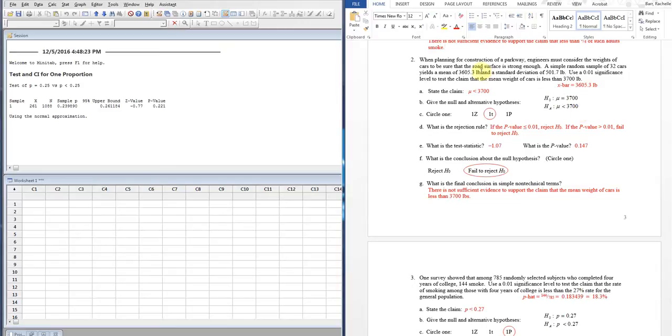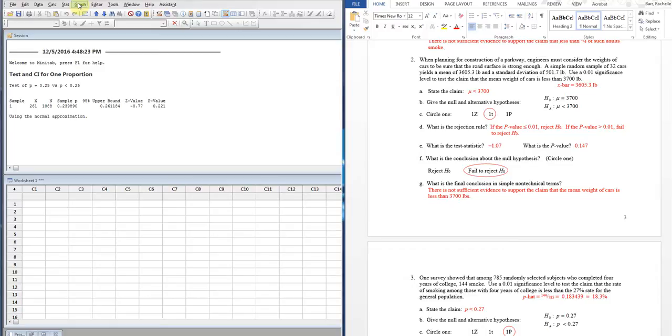The big thing here is that I have a sample standard deviation, so I will not be able to use a z-test on this. I'm going to be using a t. And if our p-value is smaller than 1%, then I'll be rejecting my null hypothesis. If it's larger, then I will fail to reject my null hypothesis. So let's perform our test.